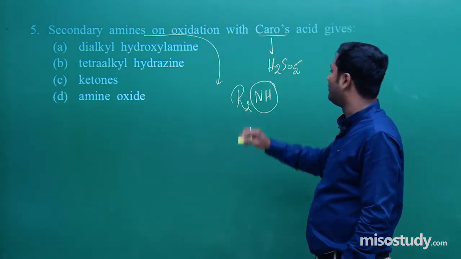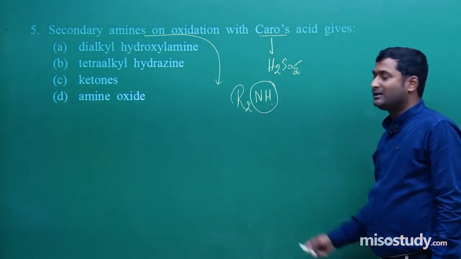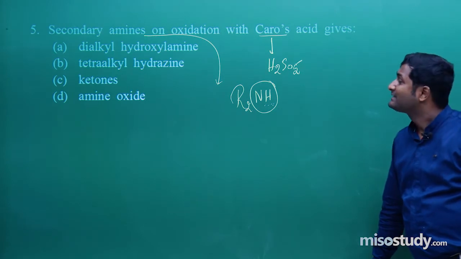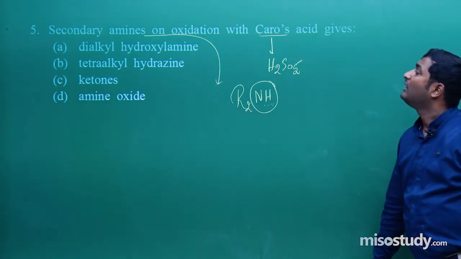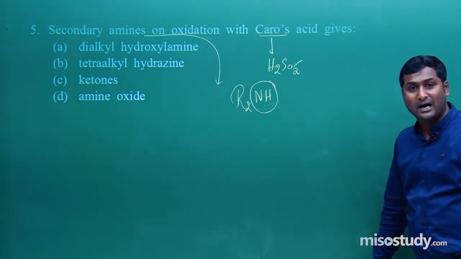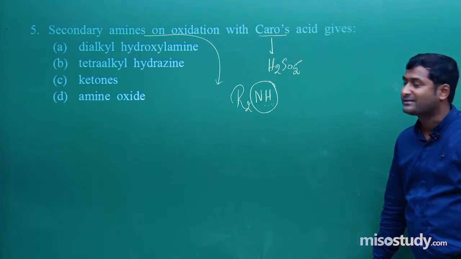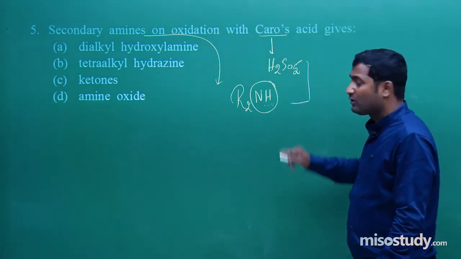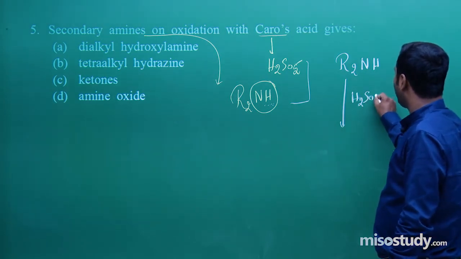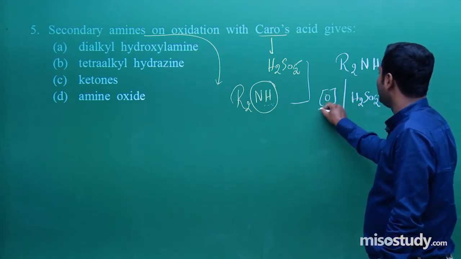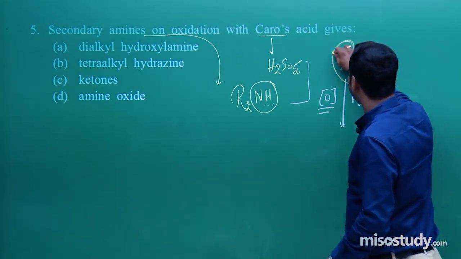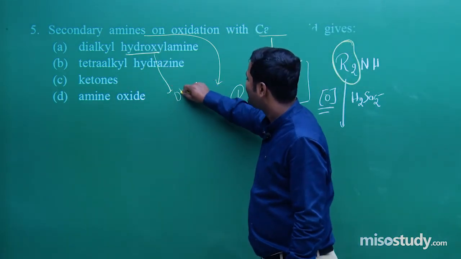If NH is the functional group, then it is the secondary amine. So now tell me what will happen. Secondary amine with oxidation with Caro's acid. What is oxidation? We know that it is removal of hydrogen and addition of oxygen. So it's very simple. This is a simple question. R2NH on treatment with H2SO5, oxidation takes place, and the oxidation gives you dialkyl hydroxylamine, that is with OH.